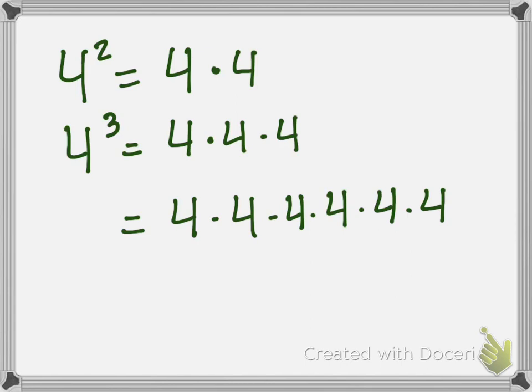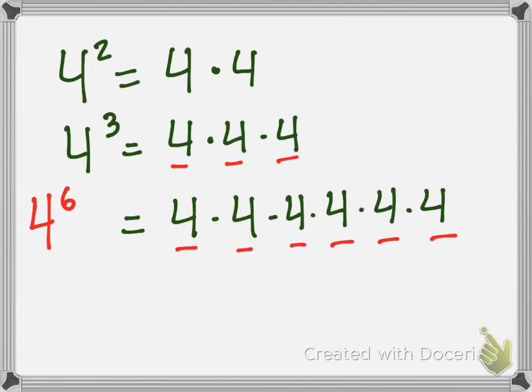4 to the third power means 4 times 4 times 4, because there are 1, 2, 3. So if we looked at this one, what would it be? We have 4, 4, 4, 4, 4, 4. Since there's 6 of them, it would be 4 to the 6th power.